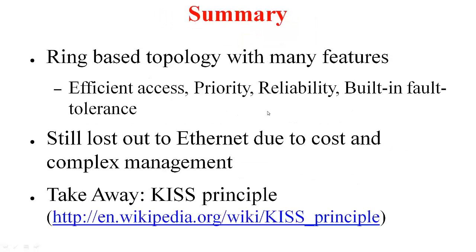So in summary, the token ring protocol comes across as more capable than the Ethernet MAC. It is definitely more efficient. There is no randomness as part of the media access control. It supports all these features: priority, reliability, built-in fault tolerance, and so on and so forth. But it still lost out to Ethernet, mainly because of cost and really complex management.